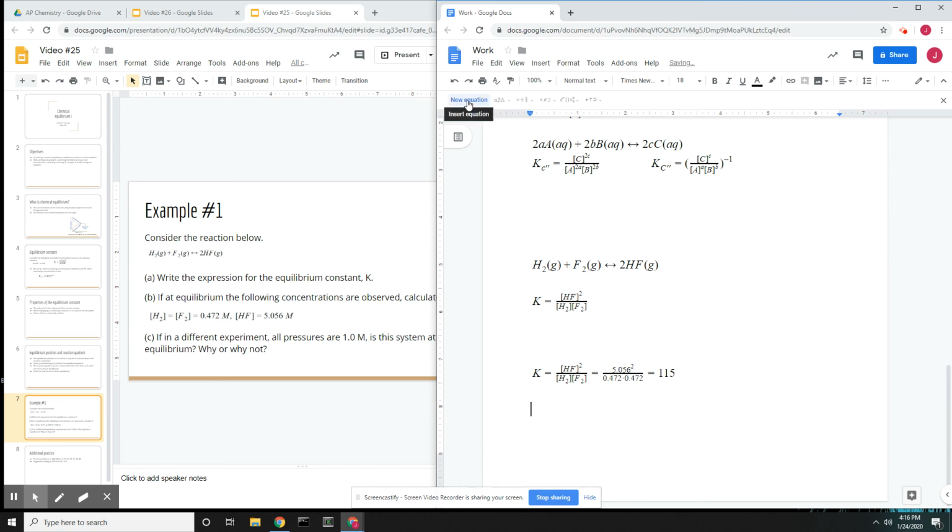Right, and then for part C, it gives different concentrations. So I'm going to just plug those in. Right, so Q is a lot less than K. So what this tells me is that I need to produce more products. So what's going to end up happening is that a lot more HF is going to be formed in order for this to reach equilibrium.